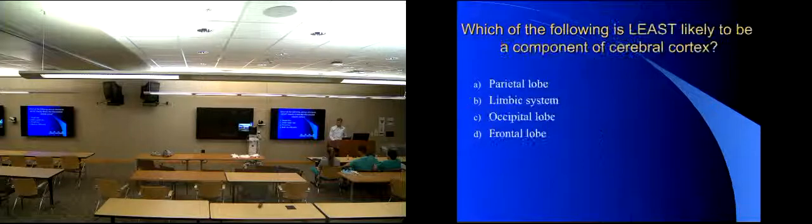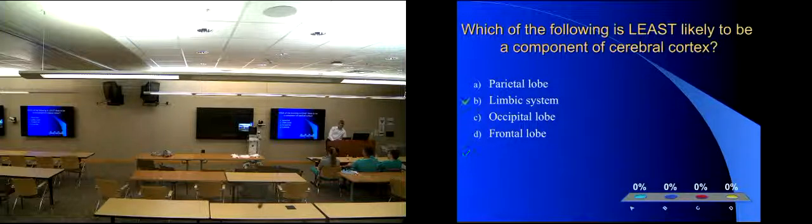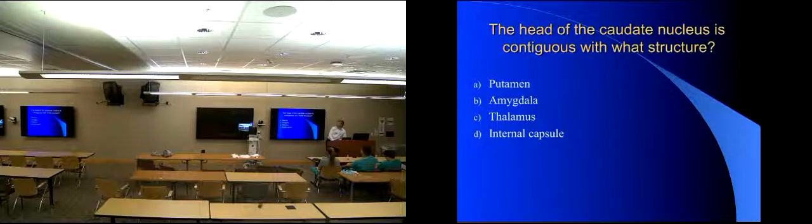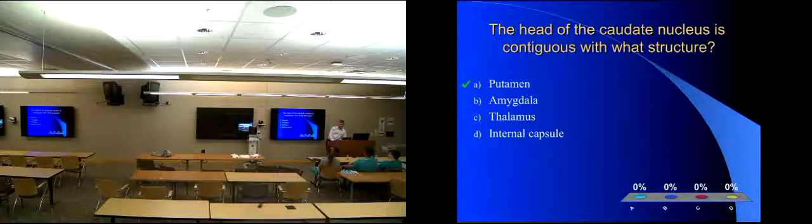Which of the following is least likely to be a component of cerebral cortex? B. Good. So limbic system is subcortical structures. The head of the caudate nucleus is contiguous with what structure? Internal capsule. That's right. So this is part of what system?